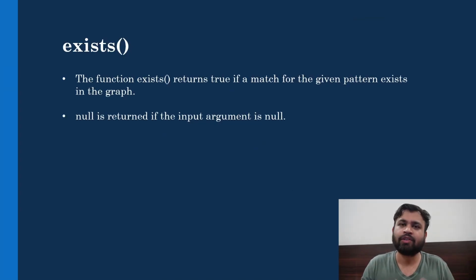The next one is exists, which is very popular, and I also use it on a day-to-day basis in my data analysis tasks. This exists function will return true if a match for the given pattern exists in a graph. So let's say you have a set of nodes and relationships, and you have to find out whether a particular path is present or not, then you can use the exists function here. Let's talk about it in detail with a simple example.